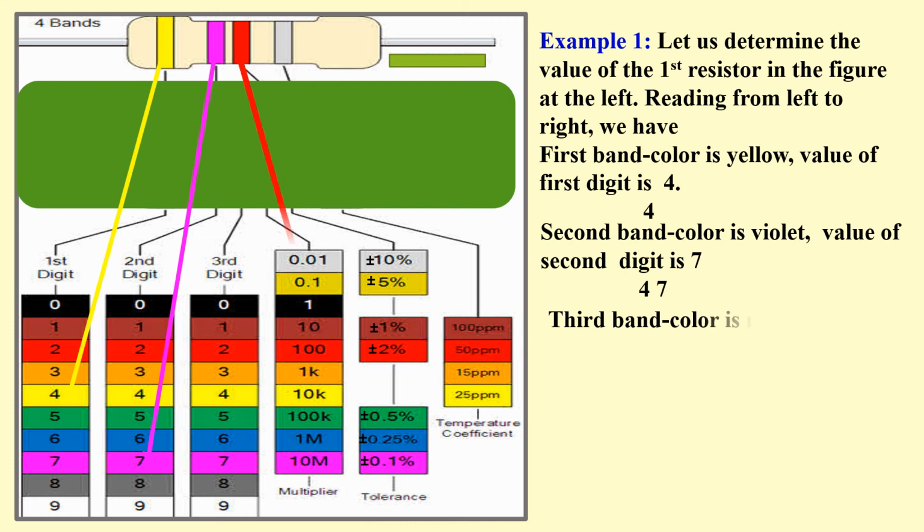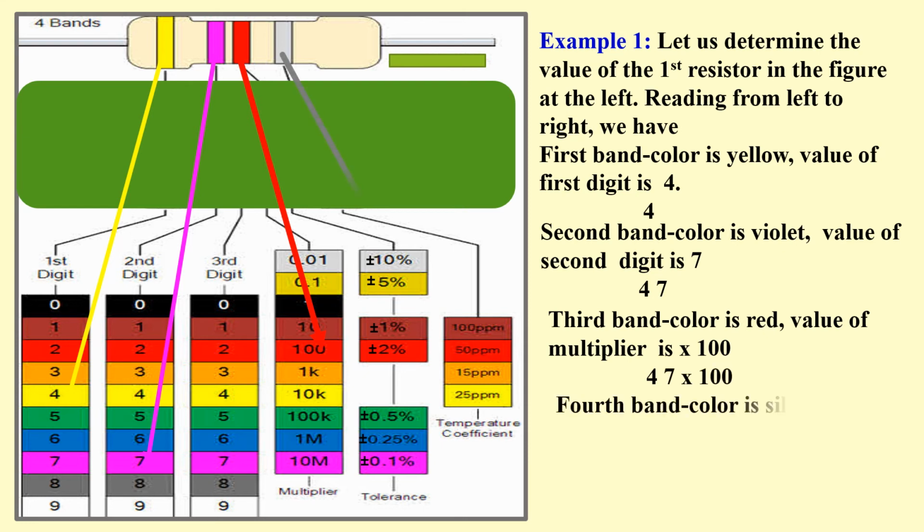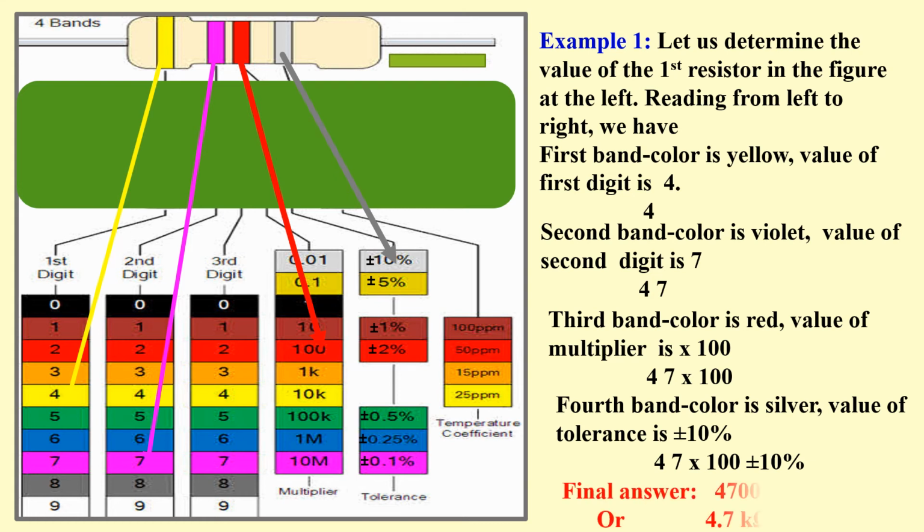Third band color is red. So the multiplier is times 100. Fourth band color is silver. The value of tolerance is plus minus 10%. Therefore, the final answer is 4700 ohms plus minus 10% or 4.7 kilo ohms plus minus 10%.